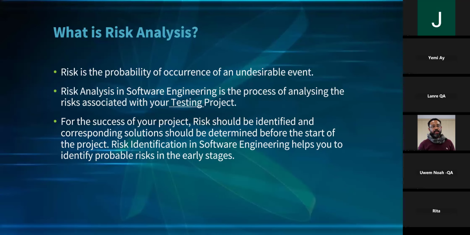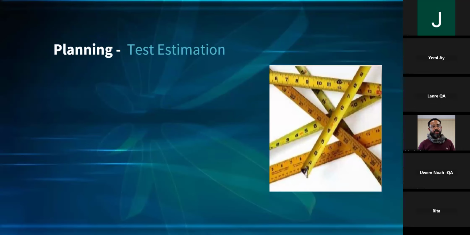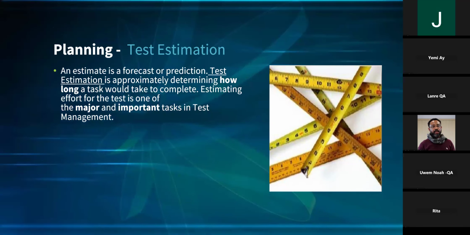So the next thing is test estimation. How do we do the test estimation? I always use this tape measure just to know that, of course, we are measuring what we have. So an estimate is a forecast or prediction. Test estimation is appropriately determining how long a task would take to complete.